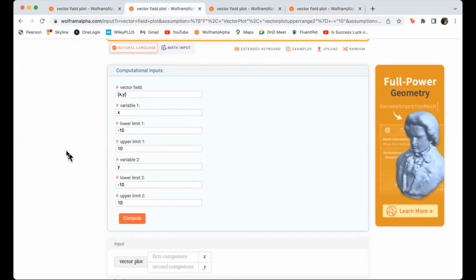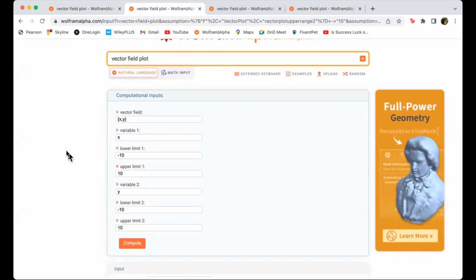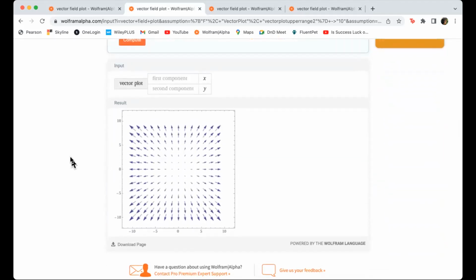So just jumping over to Wolfram Alpha, our favorite calculating machine. Here's our vector field, x, y. Side note, here's how to plot a vector field in Wolfram Alpha if you want a picture of it. You can just search vector field plots, and it'll give you some inputs. So I'm inputting the vector field x, y, and we can see that this is just kind of all the vectors pointing away from the origin.